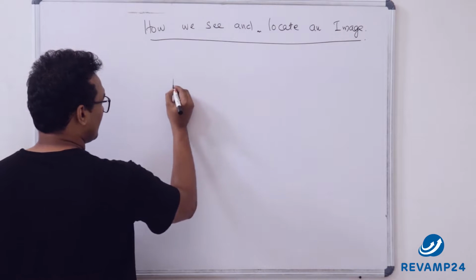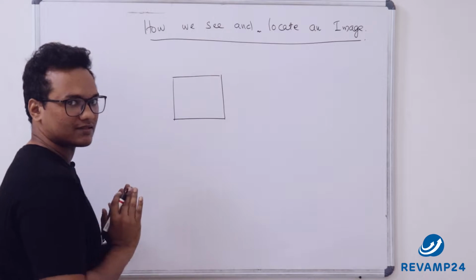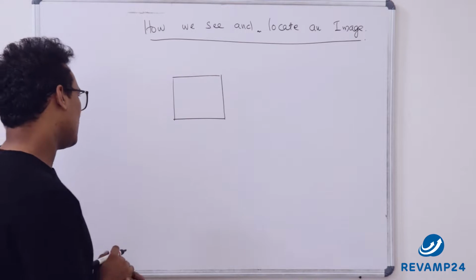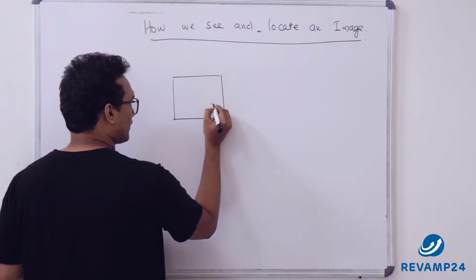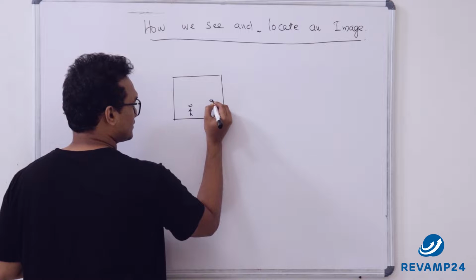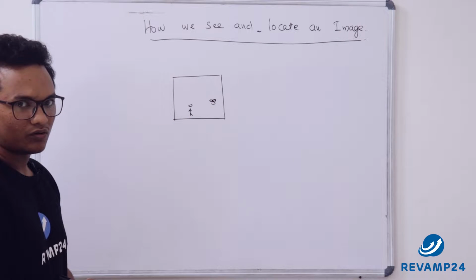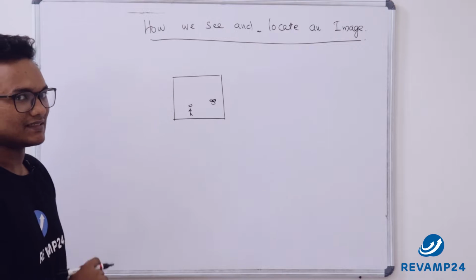First case is we are in a dark room. So what is a dark room? There is no presence of light inside the room. And we have an apple in front of us. So this is the apple. Can we see the apple in a dark room? No, because there is no light present inside the room.